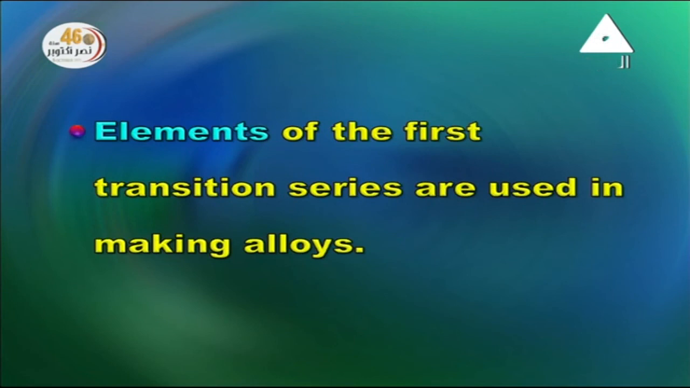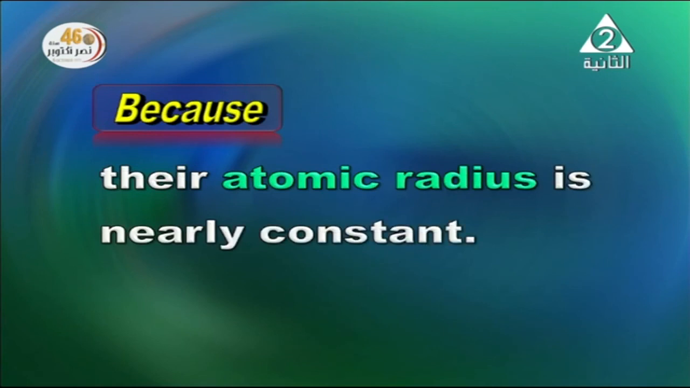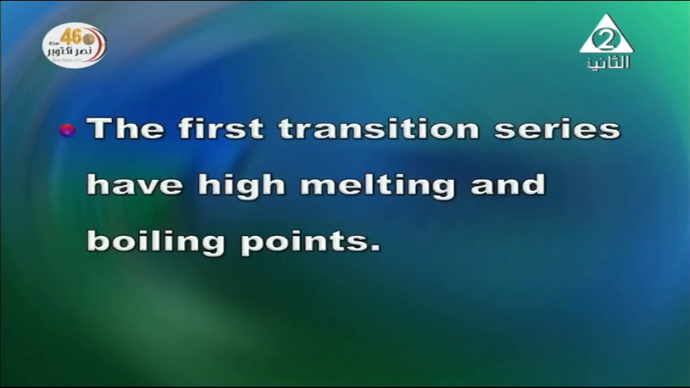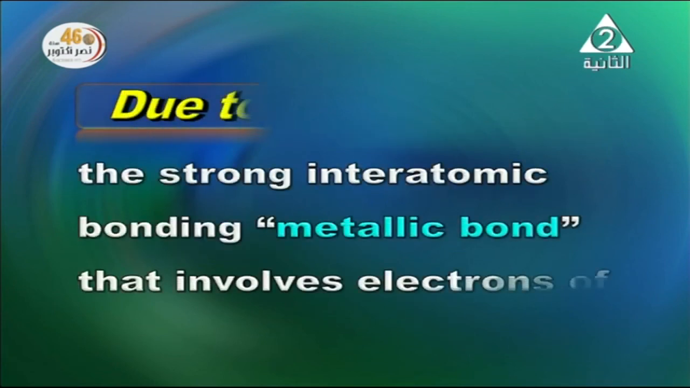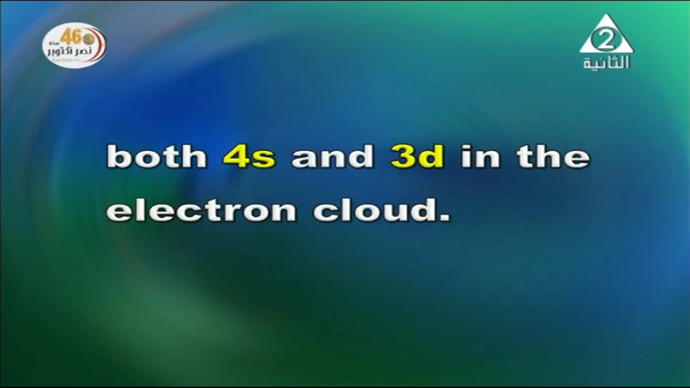Next point. Elements of the first transition series are used in making alloys. The reason for that is that the atomic radius is nearly constant. Next point. The first transition series have high melting and boiling points. The reason for that is the presence of strong interatomic bonding that we call metallic bond, that involves the electrons of 4s and 3d in the electron cloud.